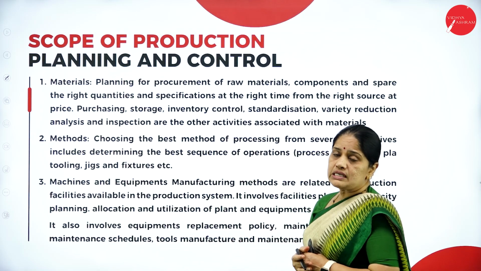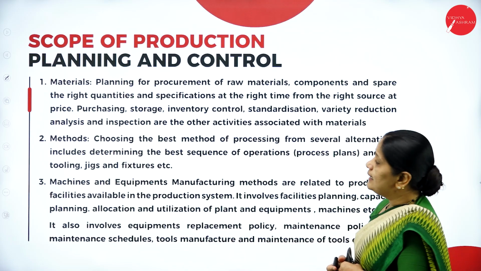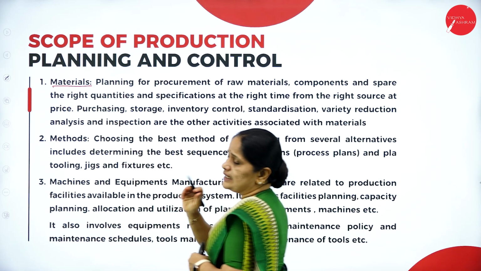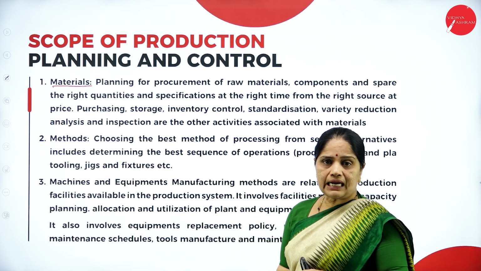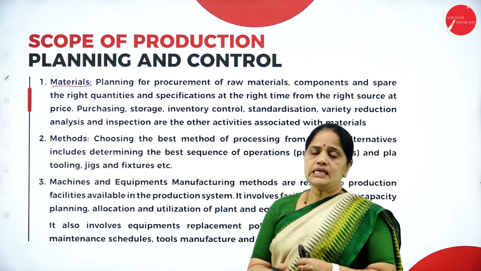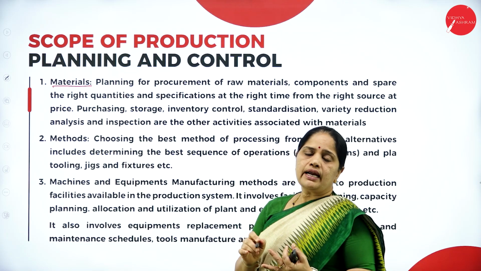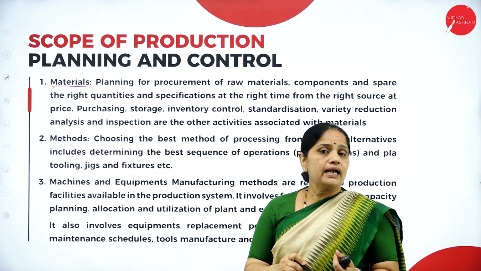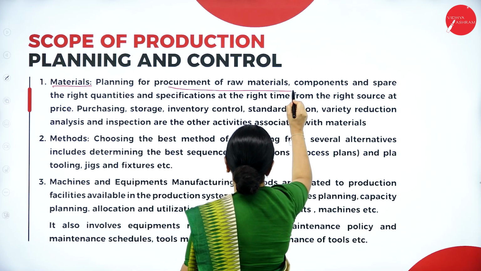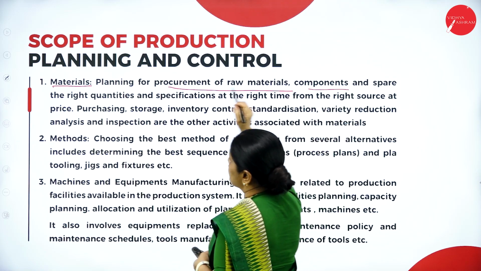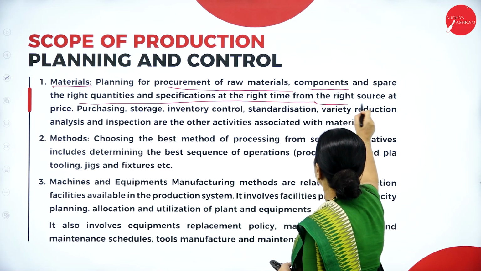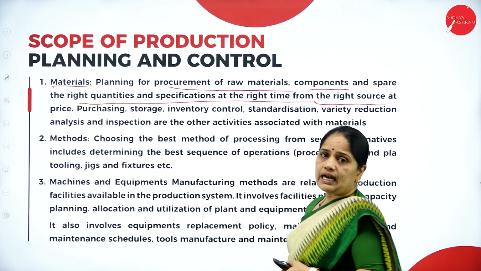Now let us see what is the scope of production planning and control. Now in this, the first scope, production planning and control involves materials. Now what kind of materials does it involve? It involves the finished products, the work in progress, and also the raw materials. Planning for procurement of raw materials, components and spares in the right quantities and specification at the right time from the right source at the right price.